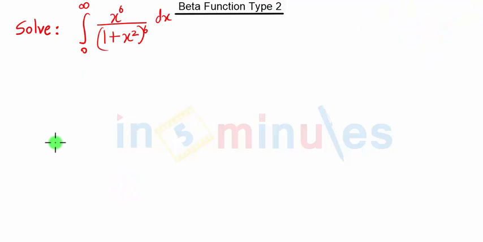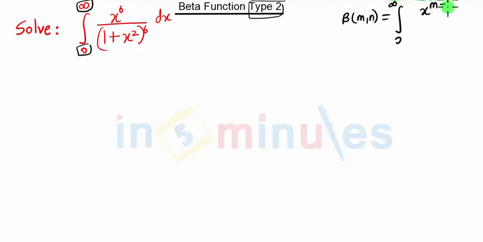So this is our question: solve this. If you observe, we have limits from 0 to infinity. When we have limits from 0 to infinity, that means it is of type 2. Remember this. So now our beta of m comma n is given by integration 0 to infinity x raised to m minus 1 upon 1 plus x the whole raised to m plus n into dx. So we have to represent this equation in this format.